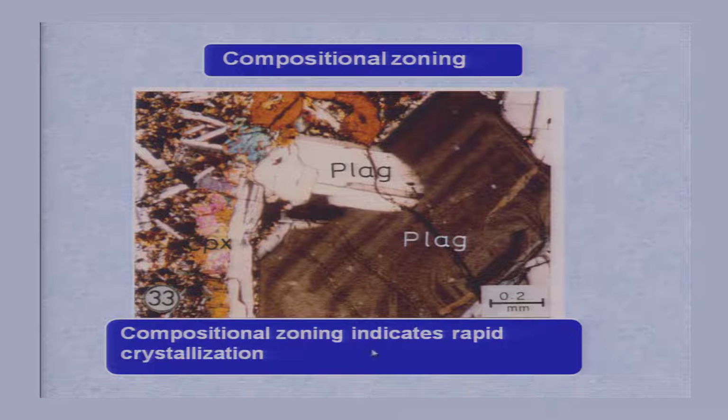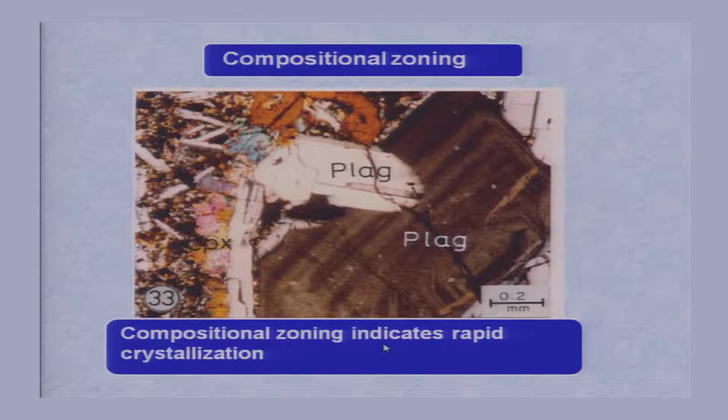It represents alternate rings of albite and anorthite, and they can be seen by the change in the polarization colors of the rings. Compositional zoning indicates, what does it indicate? It indicates rapid crystallization. Rapid crystallization is the main reason behind this kind of zoning.